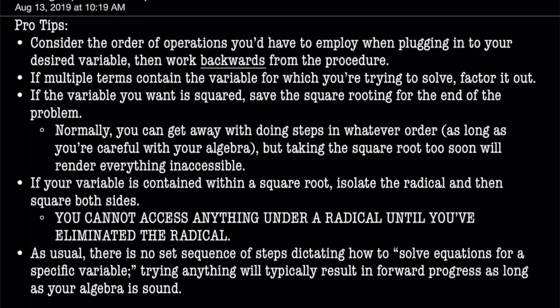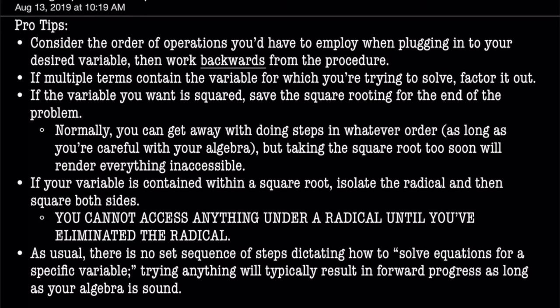These next ones are good tips for solving in general, so watch what happens when we use them in the examples below. First, if you got multiple terms that have the same variable, you can always try factoring it out. Also, if you have a variable that's squared, try saving the square rooting for the end of the problem. Don't square root too soon! You'll lock everything up in the radical!